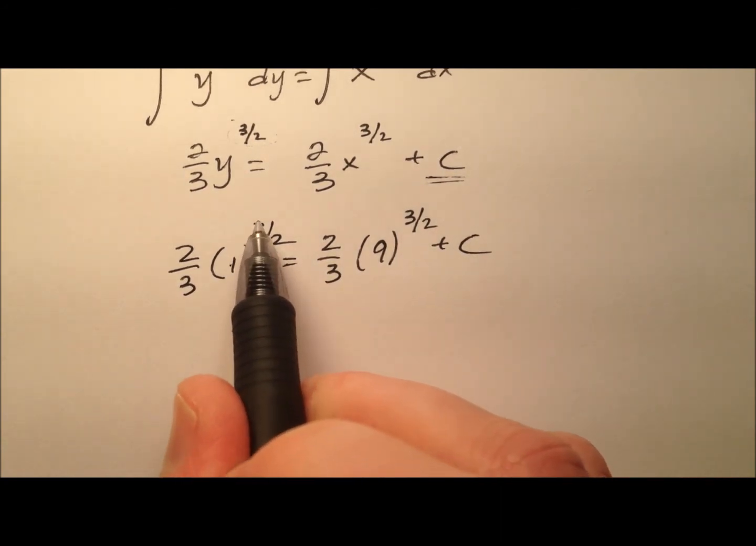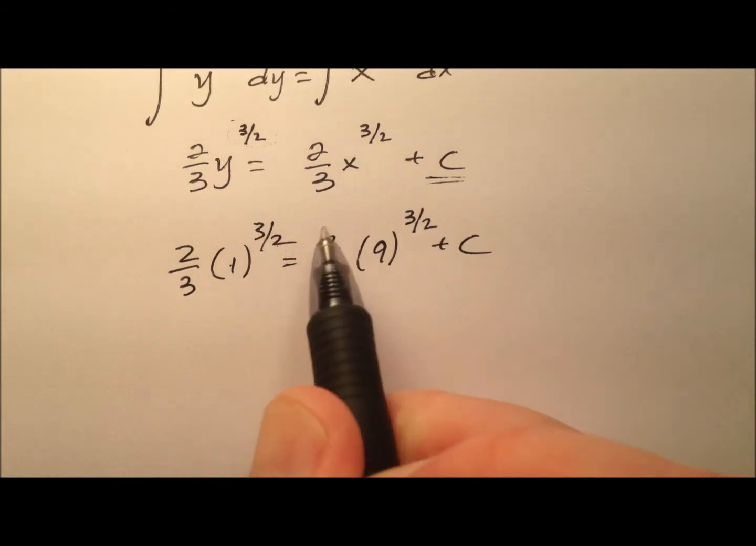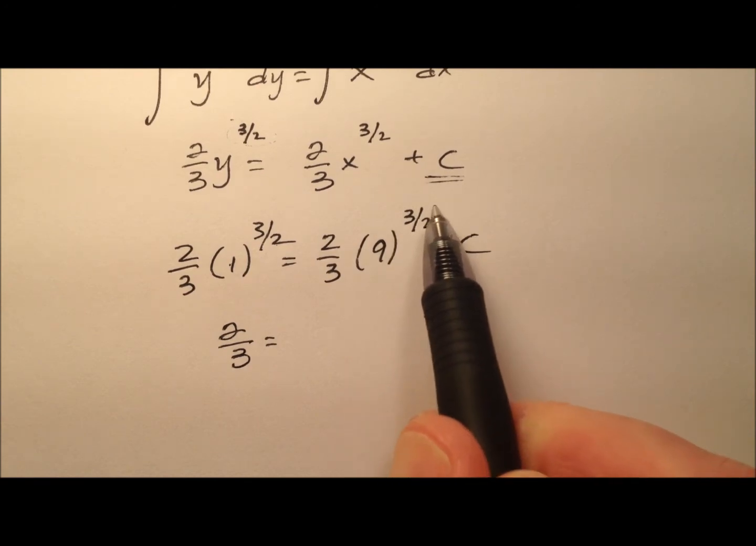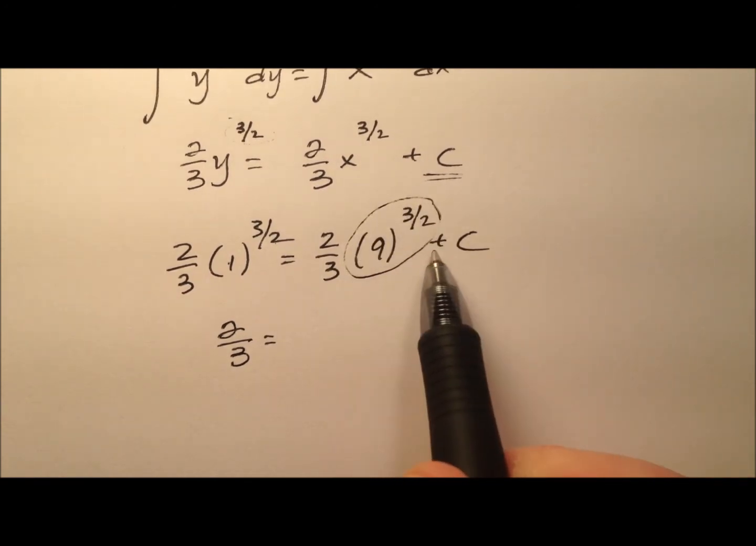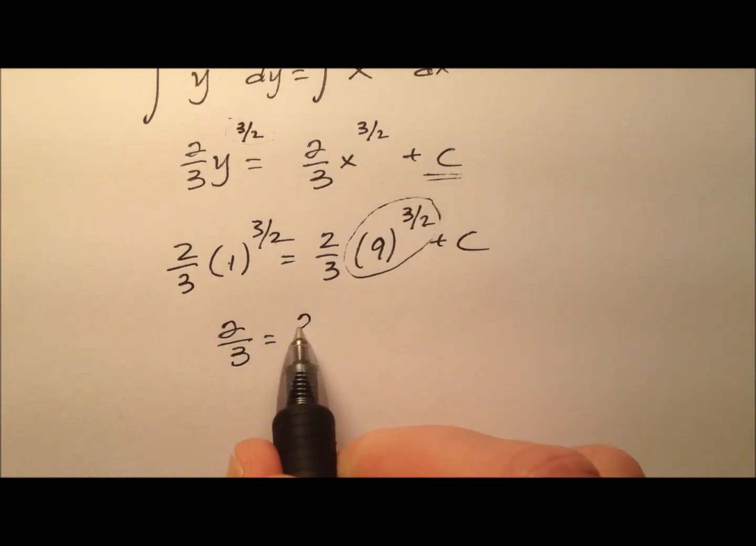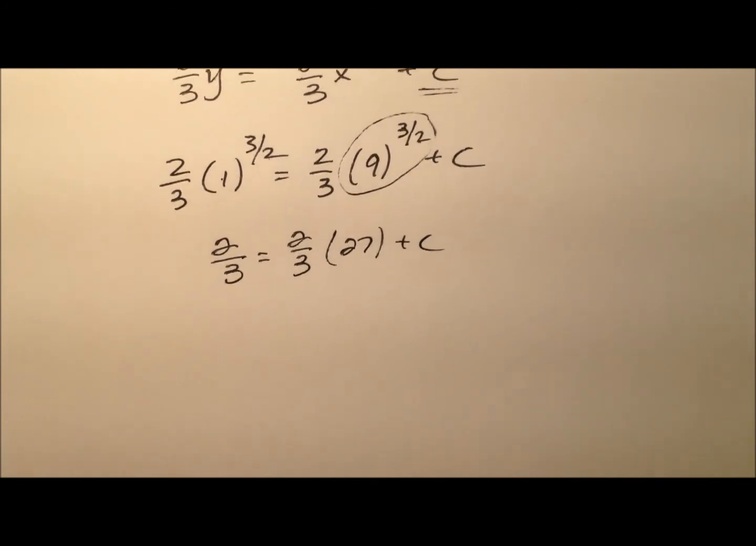Alright, well 1 to the power of 3/2, you can ask yourself, what's the square root of 1? Well, 1, and then cube it, and that's still just 1. So 2/3 on that left side. Our right side here, 9 to the 3/2, so 9, what's the square root of that is 3, and then cube it is 27. So 2/3 times 27 plus c.